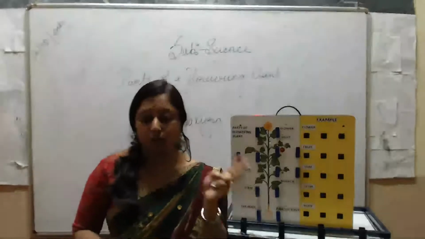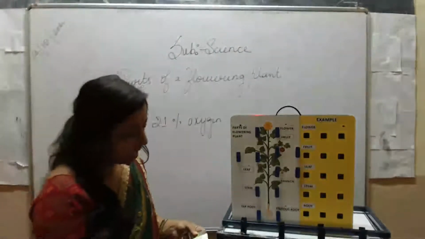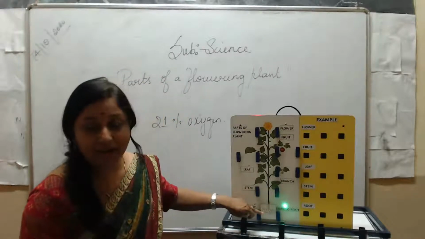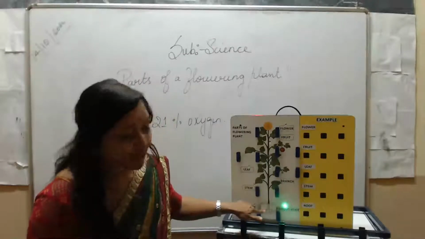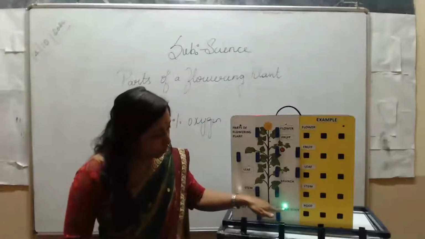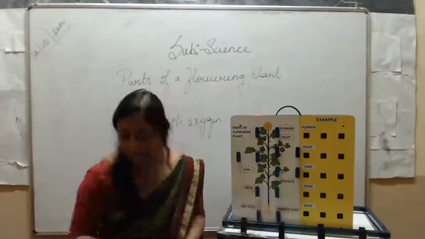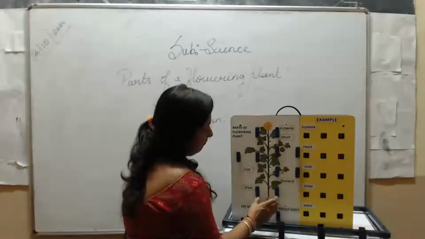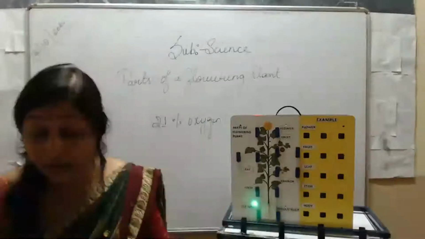Here we have two types of systems: root system and shoot system. The root system is below the ground. This is the roots, which we find below the ground. In the root system, there are two types: taproot and fibrous root. This type of root is fibrous root, and this one is taproot.